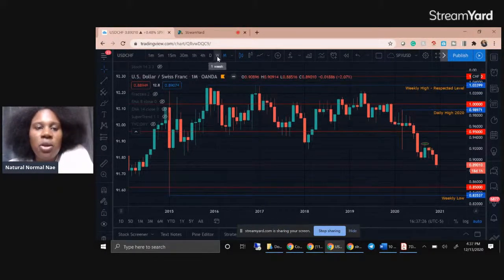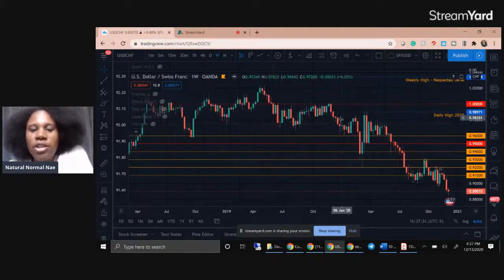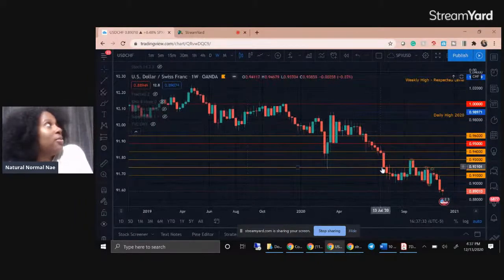If you go to the weekly view, you see more of a downtrend that you can enter in. You know it's muted. Oh, it does. I didn't know that.